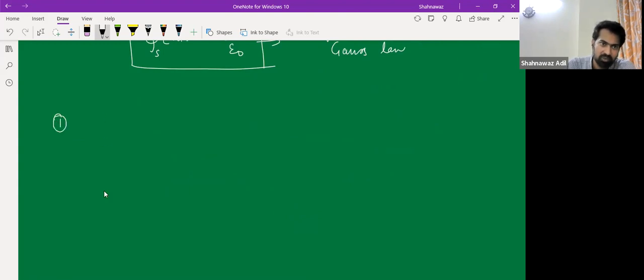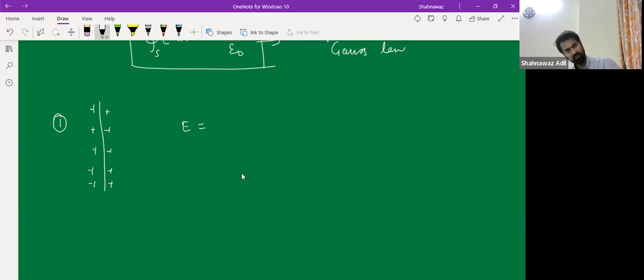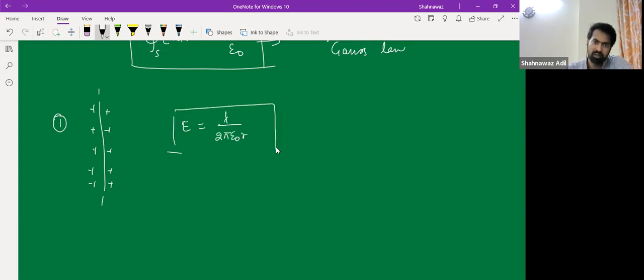So firstly, we calculated the electric field of a line charge, an infinitely long wire. So what is the electric field of this infinitely long wire, Rabia? Lambda by 2 pi epsilon naught r. Yes, absolutely correct.